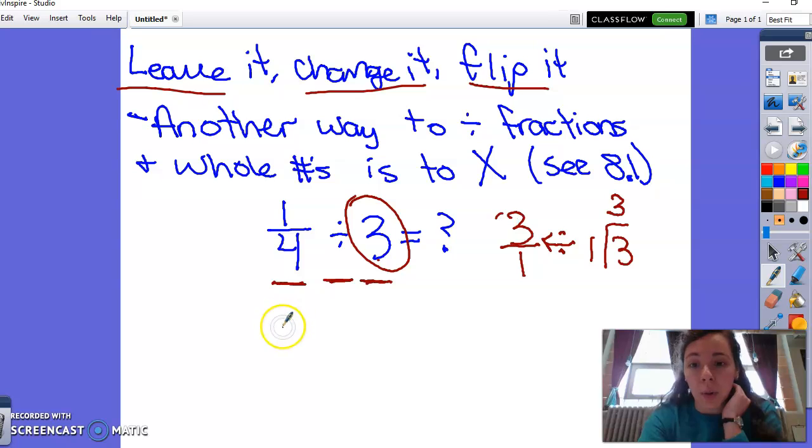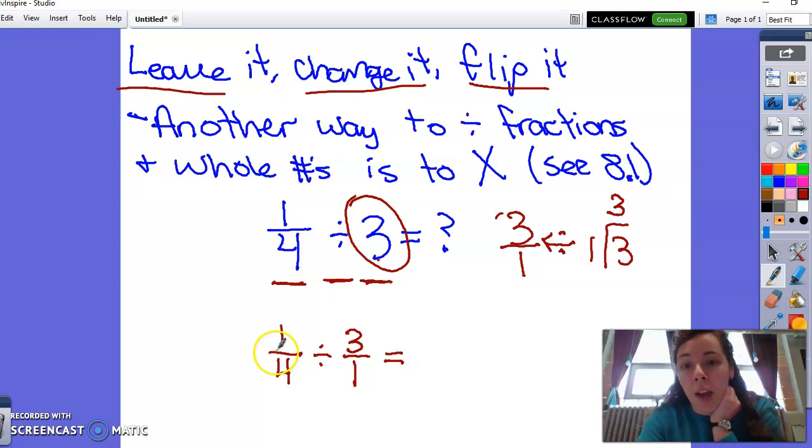So I'm going to rewrite this problem now. 1/4 divided by 3 over 1. Okay. So now my numbers look like fractions. They look the same, which is going to make this a lot easier.